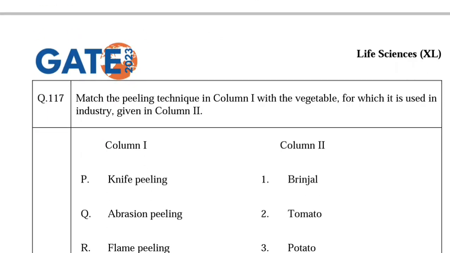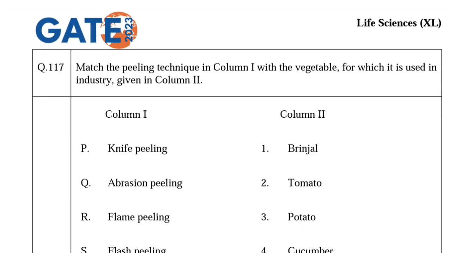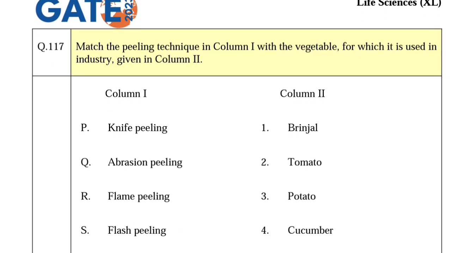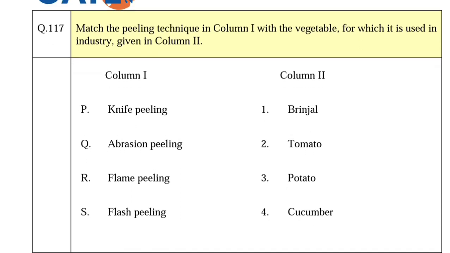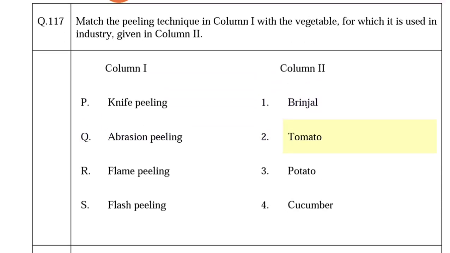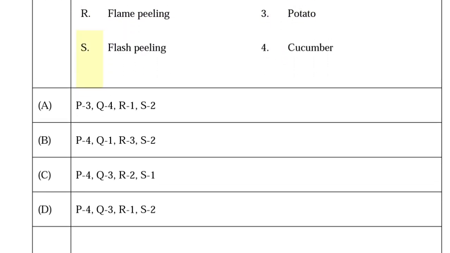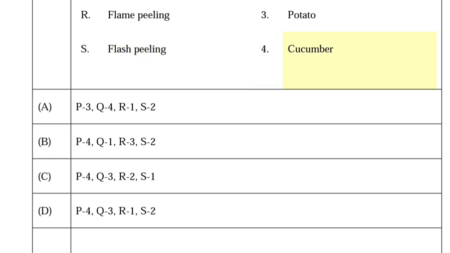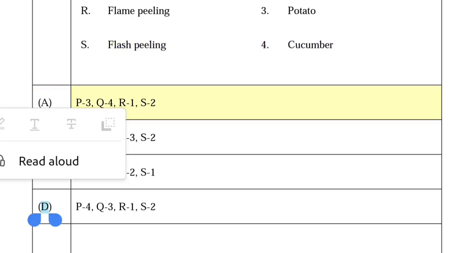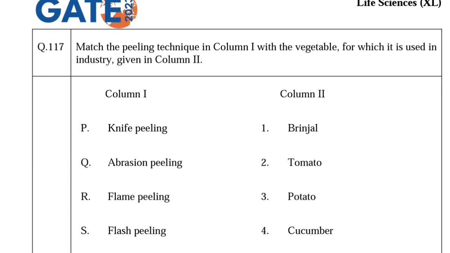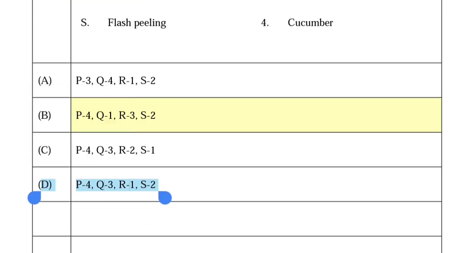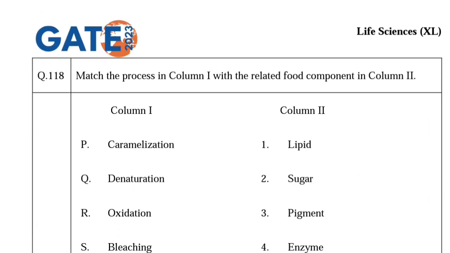B. P-1, Q-3... Match the peeling technique in column I with the vegetable, for which it is used in industry, given in column 2. Column I: P. Knife peeling, Q. Abrasion peeling, R. Flame peeling, S. Flash peeling. Column 2: 1. Brinjal, 2. Tomato, 3. Potato, 4. Cucumber. A. P-3, Q-4, R-1, S-2. B. P-4, Q-1, R-3, S-2. C.